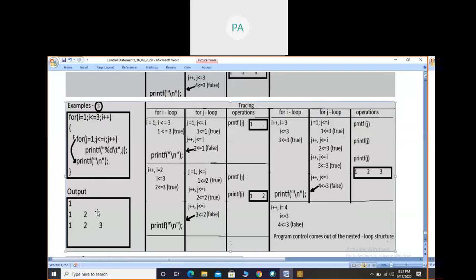Actually these examples are present in the textbooks, but once we look at the output, we should understand the coding. Code and output both are present. We just have to trace the code so that we can come to know how the output is generated. So you can copy this example with tracing and output.